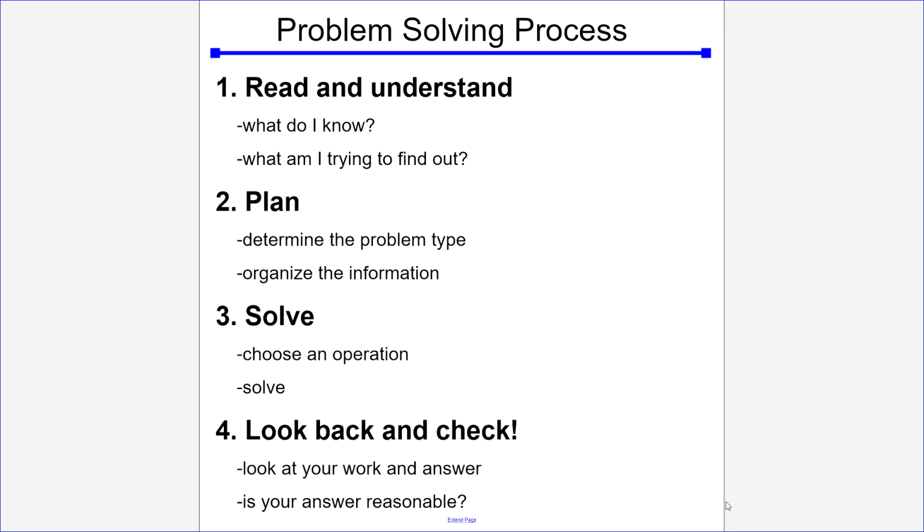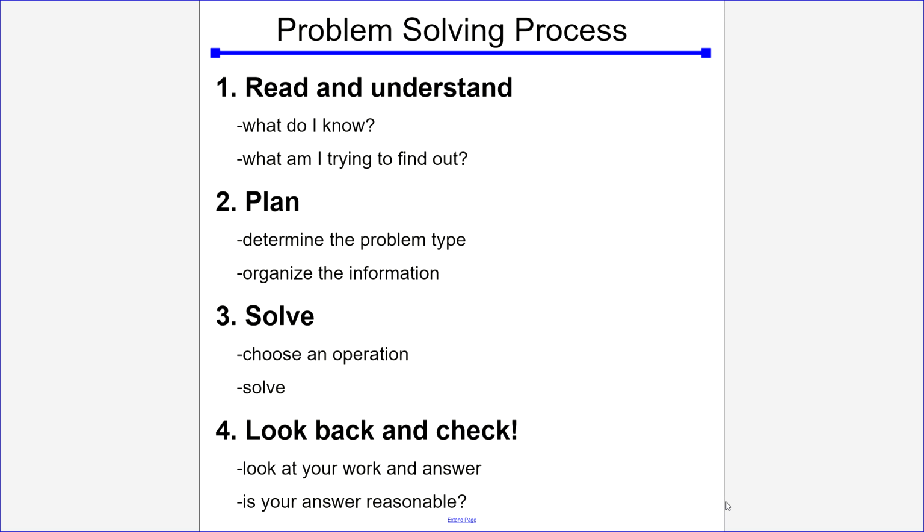Today we're going to be using our problem-solving process that you're already familiar with to solve story problems. You know that the first step of the problem-solving process is to read and understand the problem. Third-grade mathematicians often read a problem 2 or 3 or 4 or maybe even more times to fully understand the problem. When we're reading, we're looking to find what information do we know, and also what are we trying to find out.